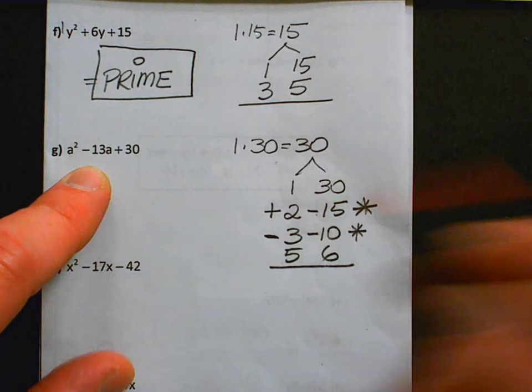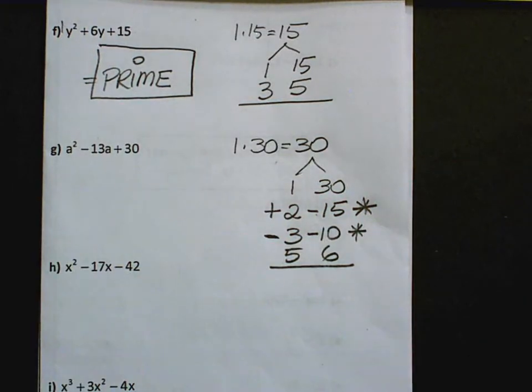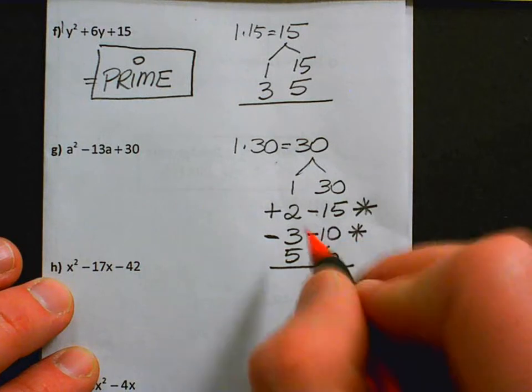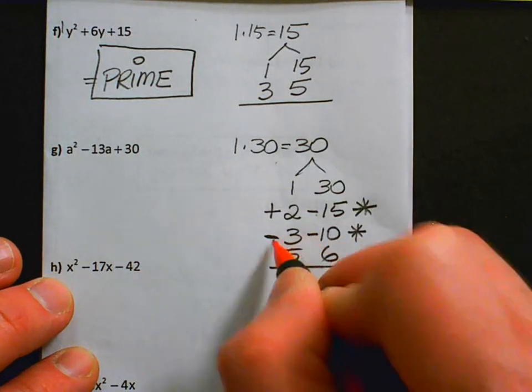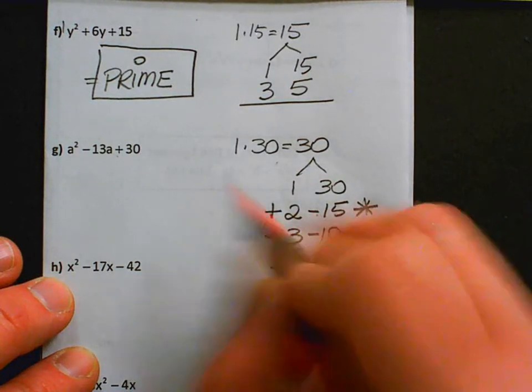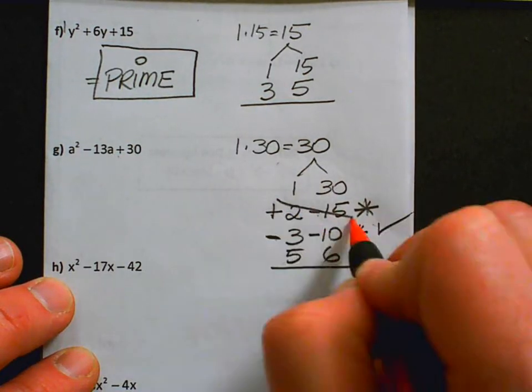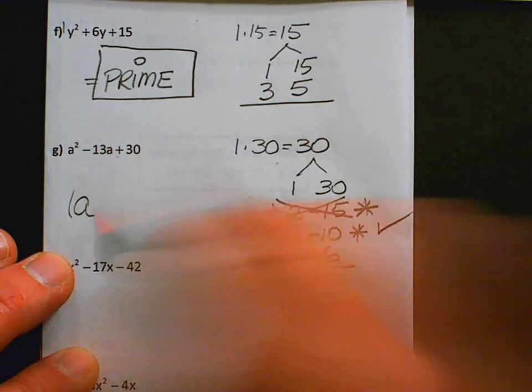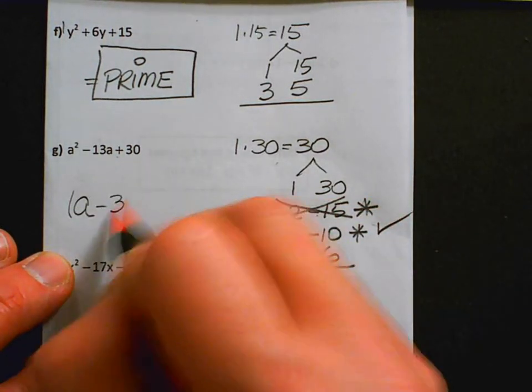Very well. Now I'm going to check the signs. A negative times a negative equals a positive. That's good. A negative times a positive does not equal a positive, so that fails. So that means my answer is going to be a minus 3, a minus 10.